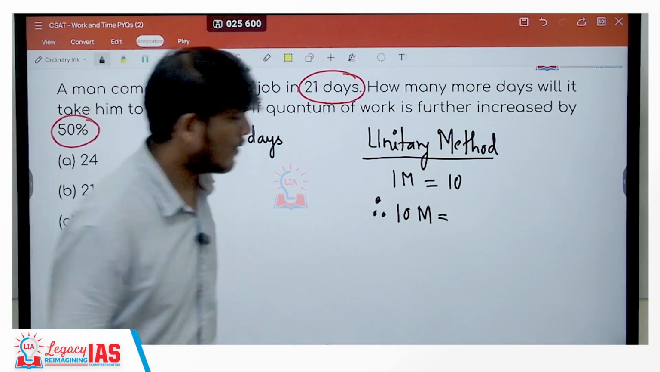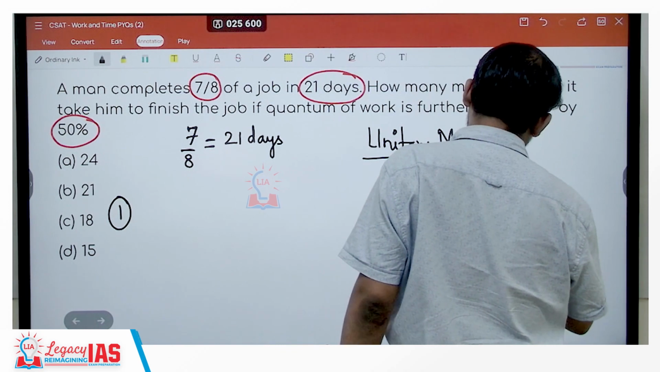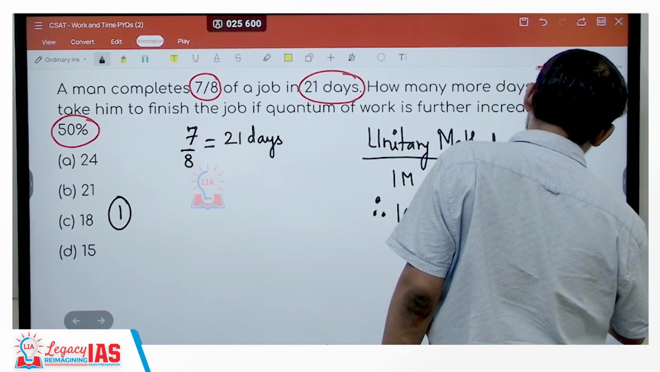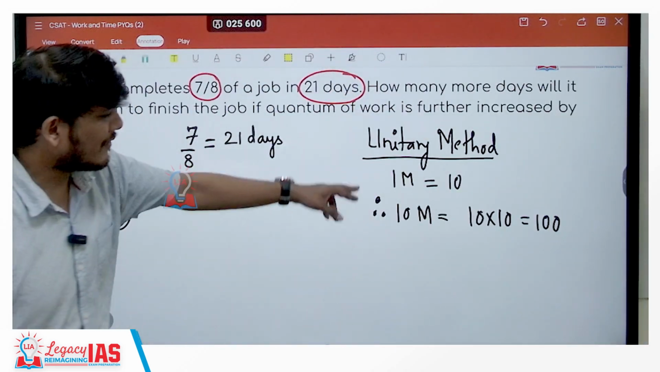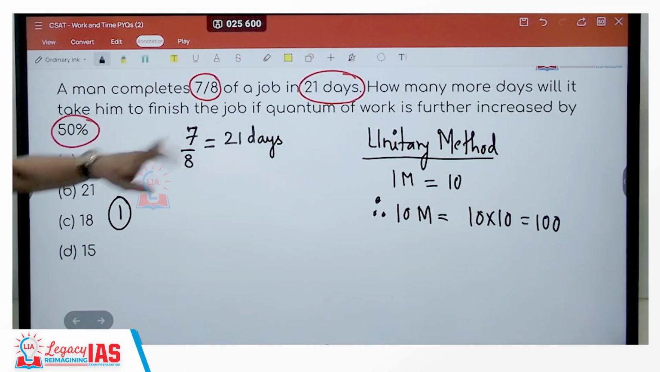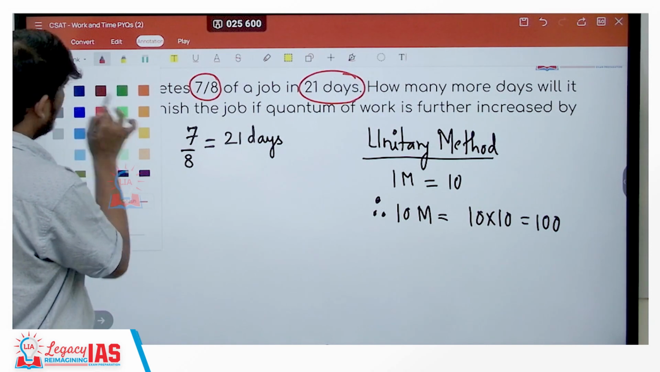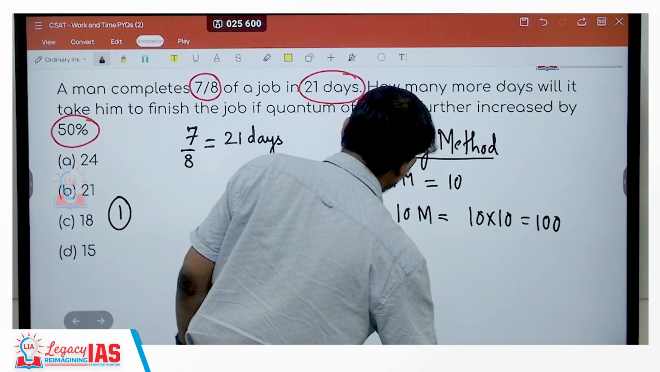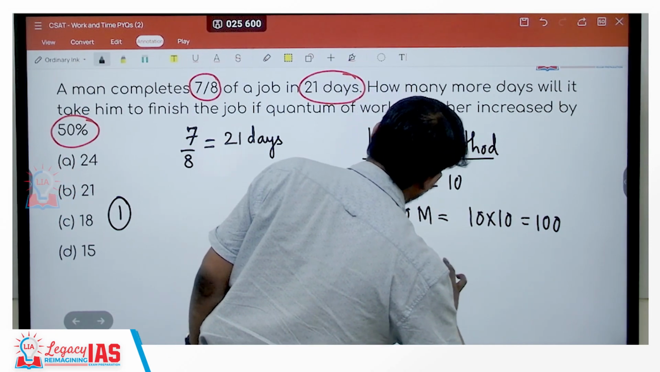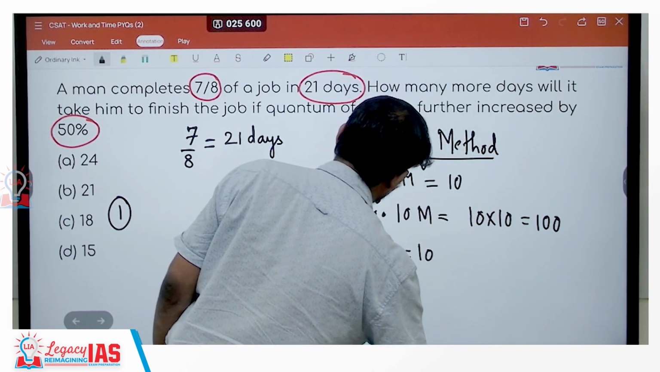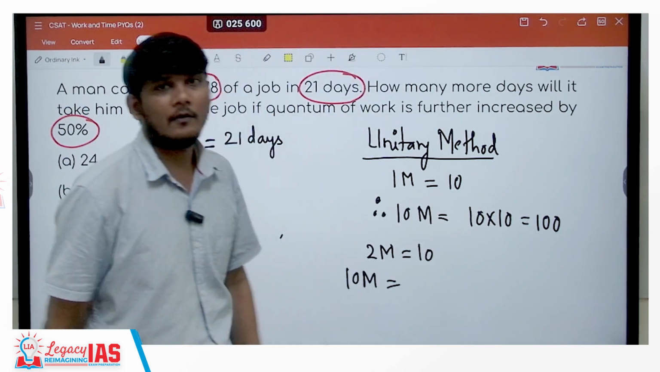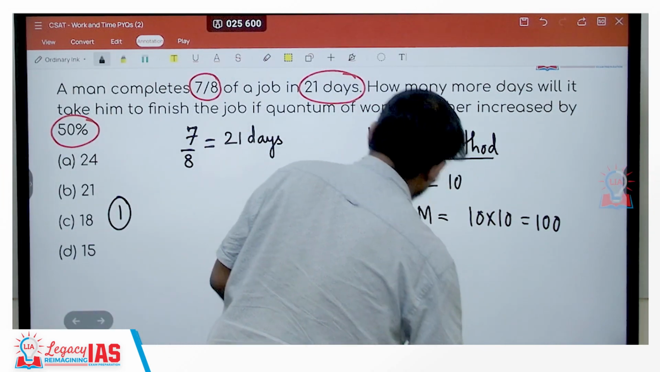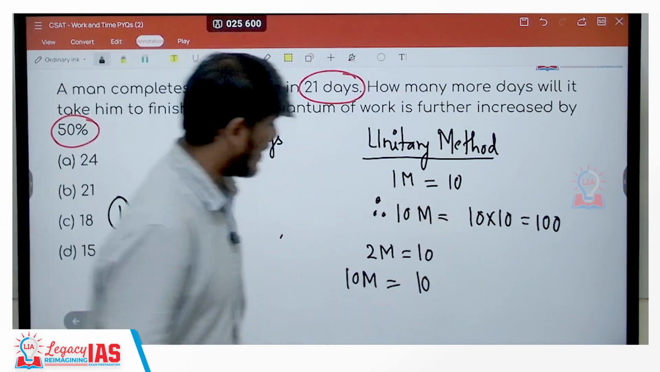Multiplied by 10. 10 into 10 equals 100. But one thing you should see which is not visible here. What is that? What if the equation would have been, if 2 mangoes cost 10 rupees, then how much will 10 mangoes cost? It will cost me, these 10 mangoes, I have to multiply it by 10.